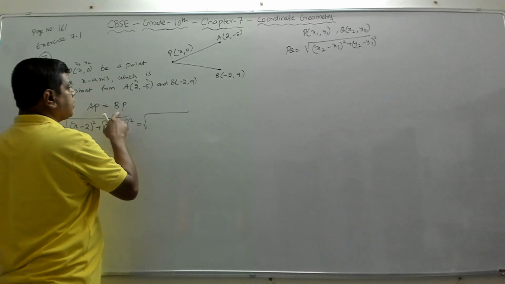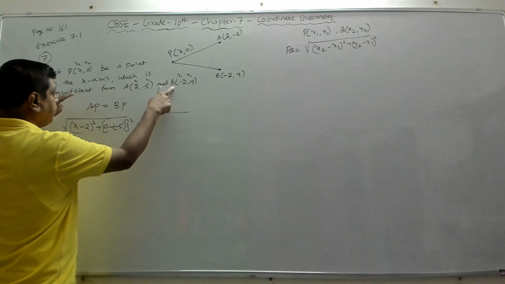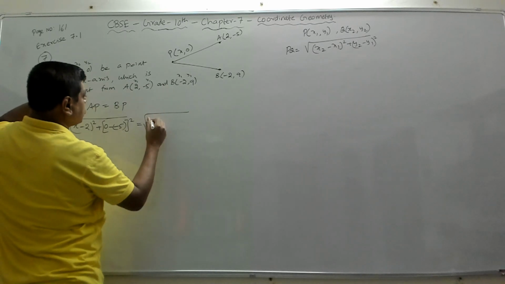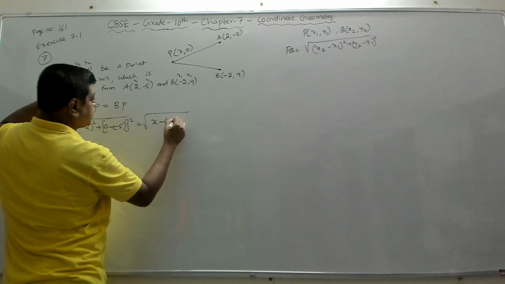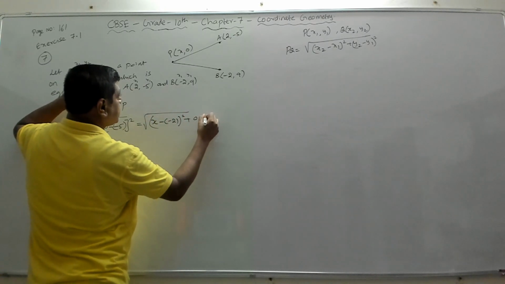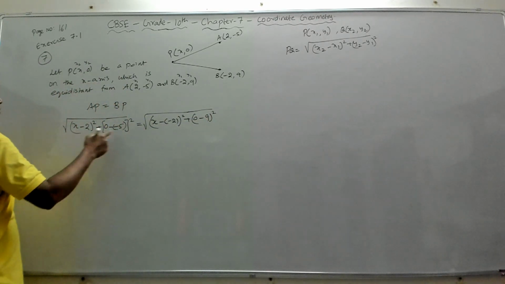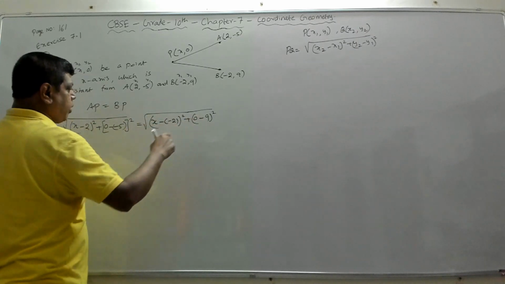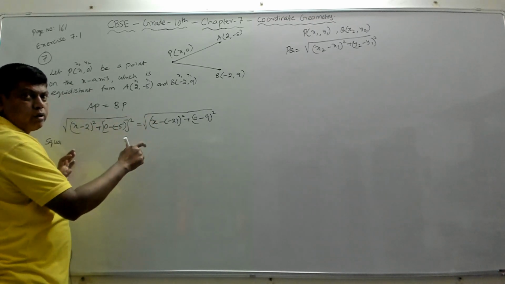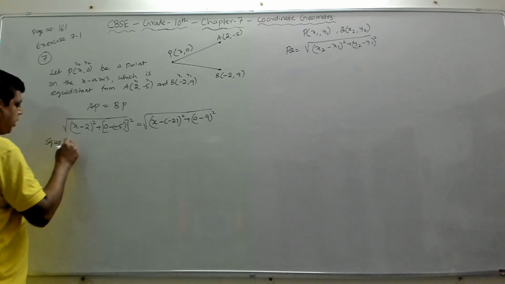Distance between B and P: we'll take B as (x1, y1) and P as (x2, y2). We are finding the distance between B and P. That will again be the square root of (x2 minus x1) the whole square, which means (x minus of minus 2), plus (y2 minus y1) the whole square. Now we need to remove the square root, so we will square both sides. When both sides have a square root, if you square both sides, the root will be gone.